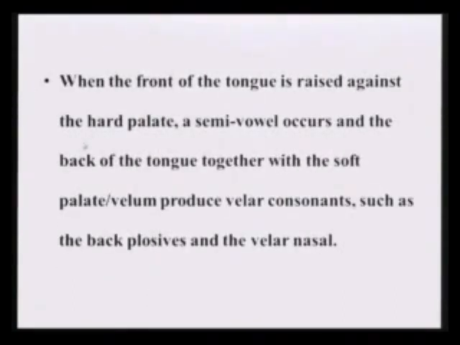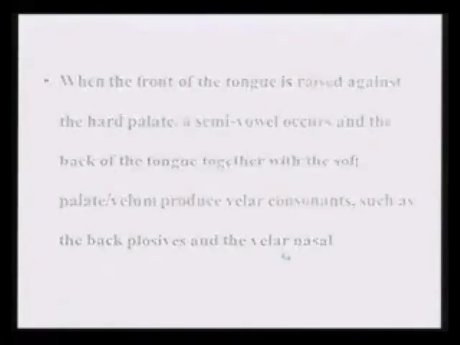When the front of the tongue is raised against the hard palate, a semivowel occurs. At the back of the tongue, together with the soft palate, velum, it produces velar consonants such as the back plosives and the velar nasal.